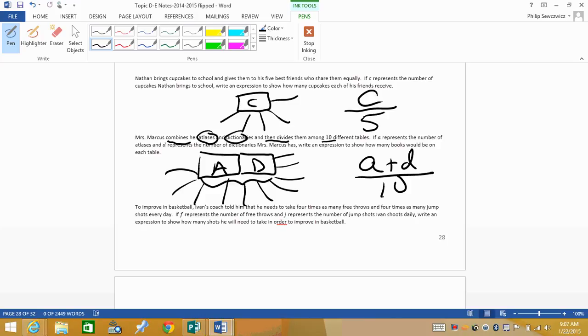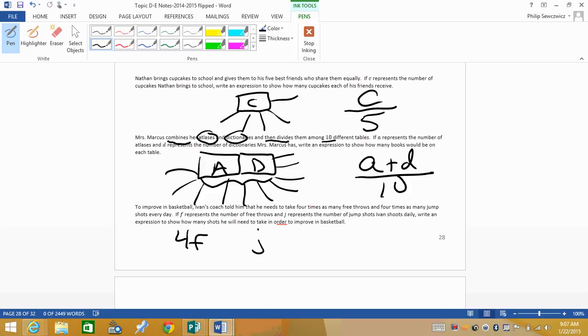Let's check. All right. Ivan's coach told him that he needs to take 4 times as many free throws as jump shots. So F is your free throws. J is your jump shots. All right. He needs 4 times. So yeah, 4 times F. Make sure we're writing out the 4 first and the variable second.